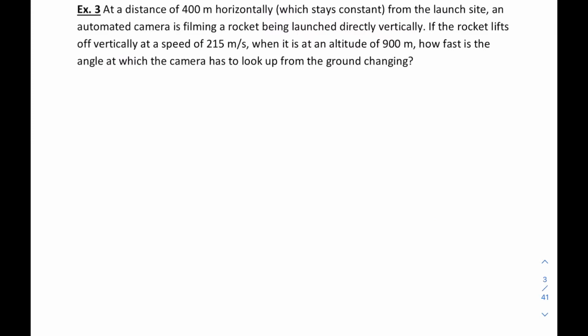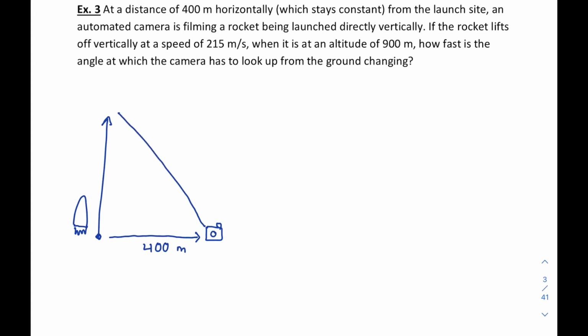Okay, so for this one we've got a rocket which is being filmed by a camera. So I'm going to draw a picture. Got my rocket lifting off. I have a camera that is a fixed distance, 400 meters, horizontally, and that camera is rotating and changing its angle to point at the rocket as it's lifting off and film it. So I'm going to call that angle theta.